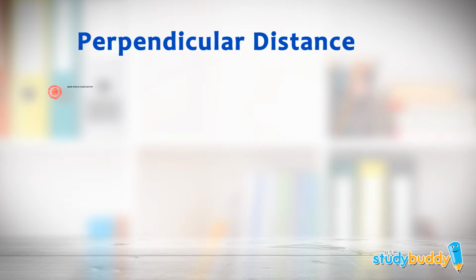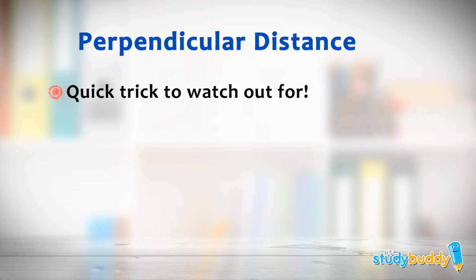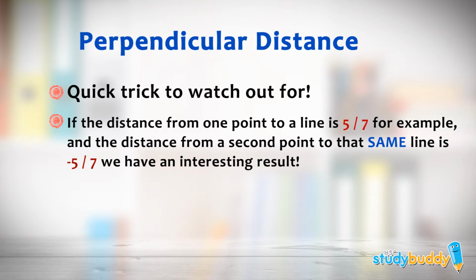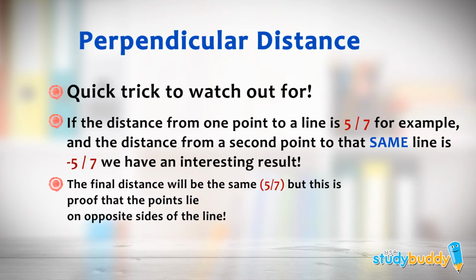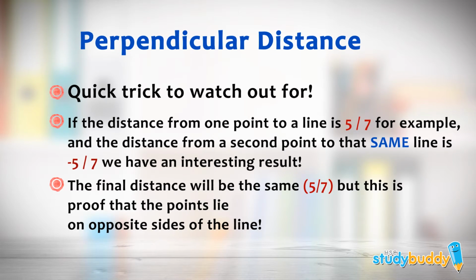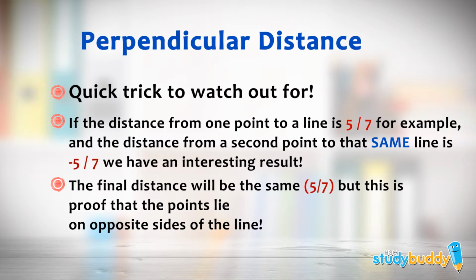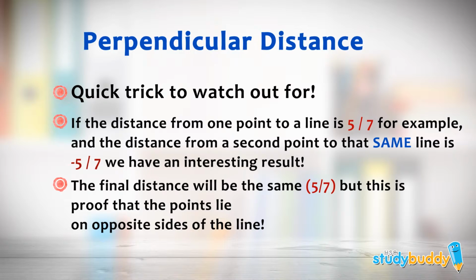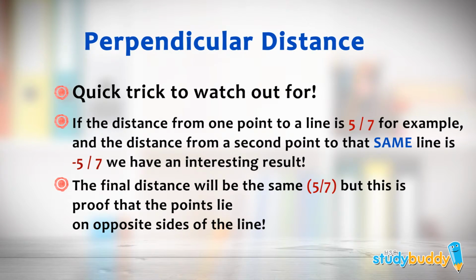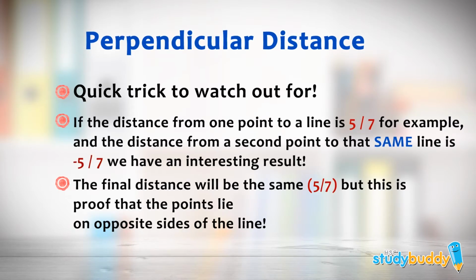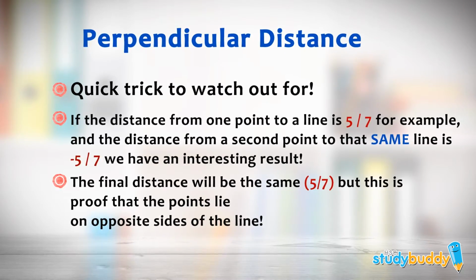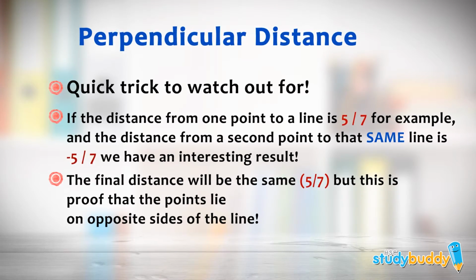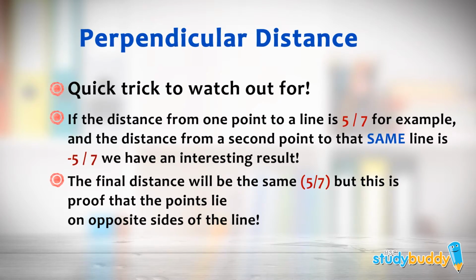So a quick trick to watch out for with the perpendicular distance. I haven't seen it in a past paper, but it may pop up. If we've got that the distance from one point to the line is 5 over 7, coming straight from our formula on the previous slide, and the distance from a second point to that same line is negative 5 over 7, we can get an interesting result. Because we take the absolute value, 5 and negative 5 respectively, our final answer is going to be the same and simply equal to 5 over 7. But what this actually proves, if we stop at this point of the question, is that these points will lie on opposite sides of this line. Handy thing to keep in mind.